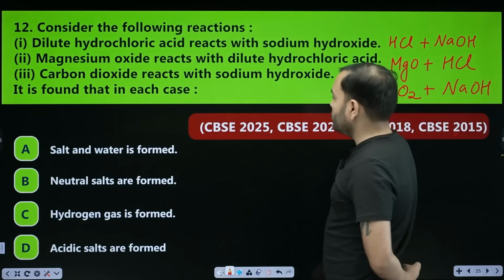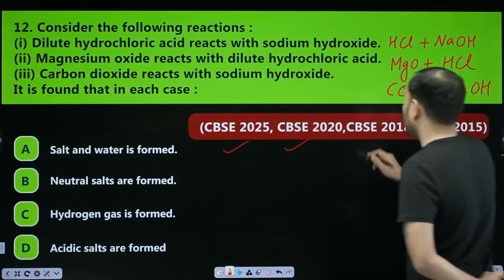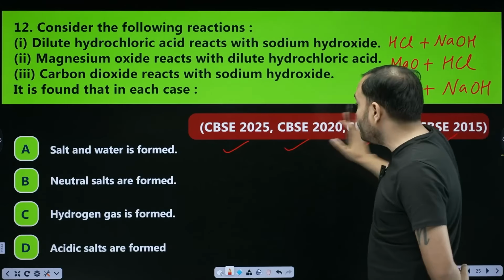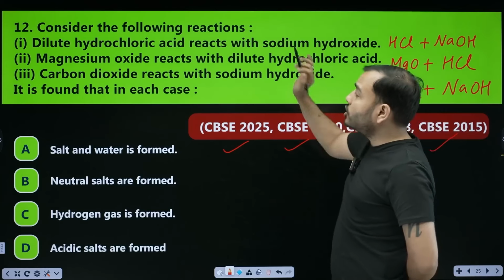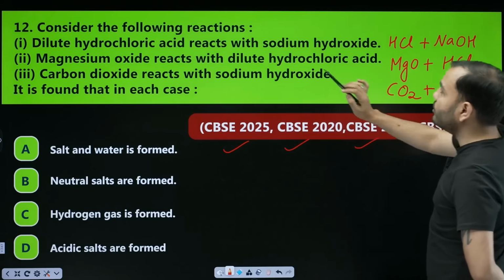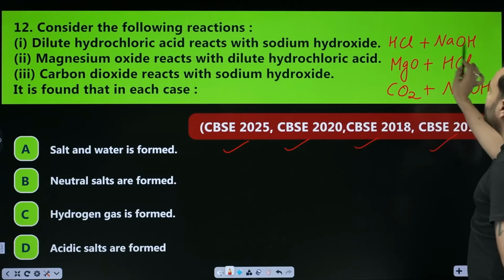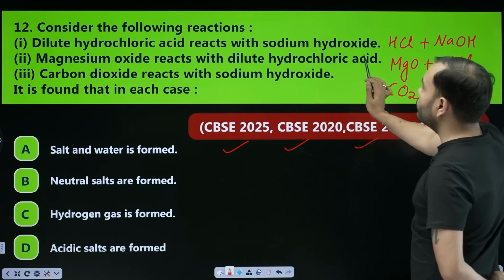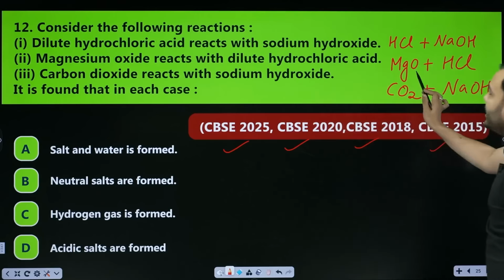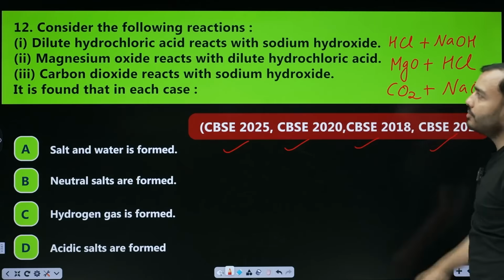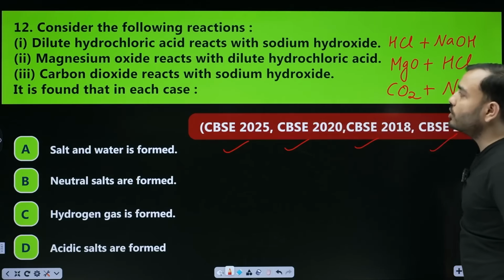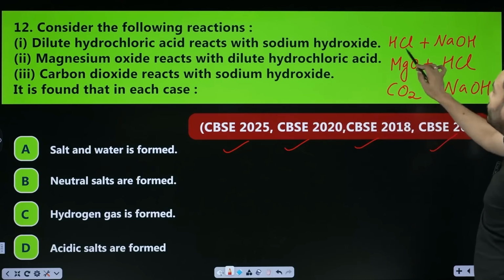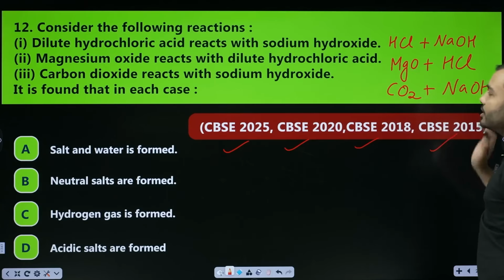Next is, consider the following reaction. CBSE 2025, 2020, 2018, 2015. This or an exactly similar question has been asked this many times. Consider the following reactions. Dilute hydrochloric acid reacts with sodium hydroxide, written HCl plus NaOH. Magnesium oxide reacts with dilute hydrochloric acid. Carbon dioxide reacts with sodium hydroxide.